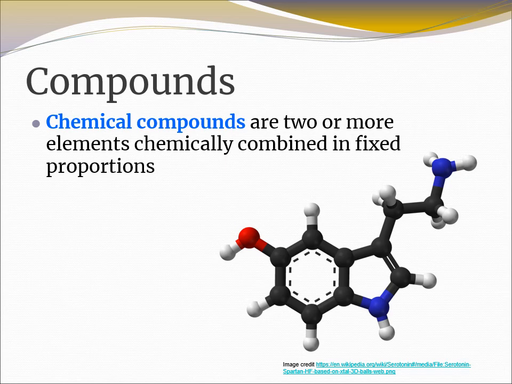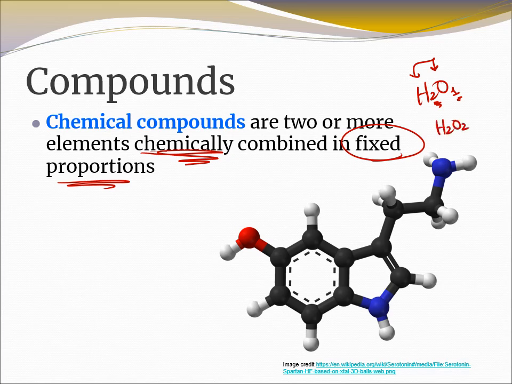So compounds, what even is a compound? Two or more elements that are chemically combined, super important that we have those chemical bonds, chemically combined in fixed proportions. This just means they don't change. So water is always going to be in a ratio of 2 to 1. Those proportions of hydrogen to oxygen will always be 2 to 1. It's fixed. It cannot change. If I change it, now it's like H2O2, that's not water anymore.